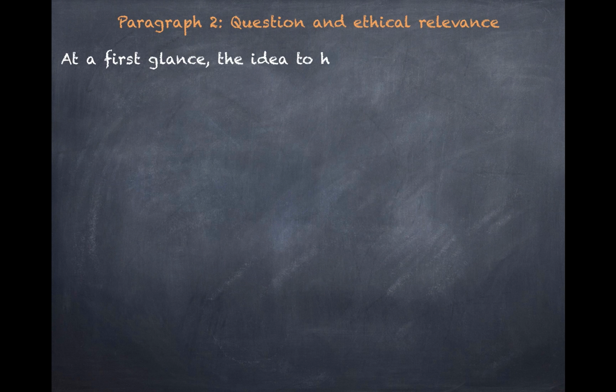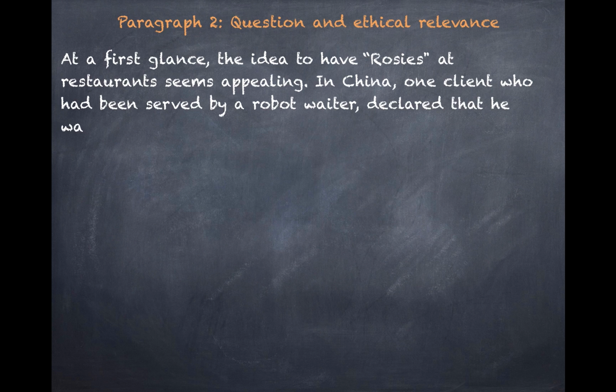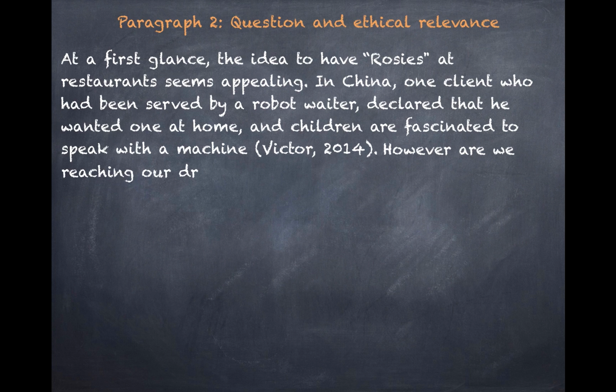At a first glance, the idea to have Rosies at restaurants seems appealing. In China, one client who had been served by a robot waiter declared that he wanted one at home, and children are fascinated to speak with a machine. Then we stated that there might be a problem. However, are we reaching our dreams?